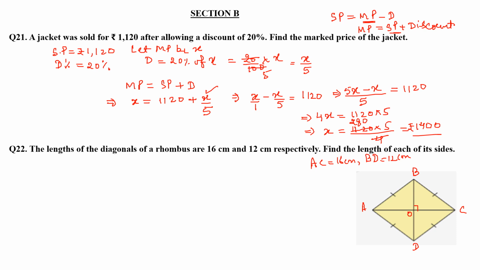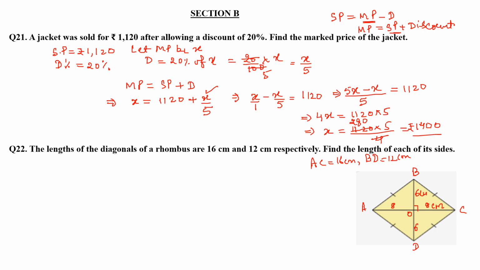So if AC is 16 centimeter, OA and OC both will be of equal measure. So half of AC is 8. So this is 8, this is also 8. Same way BD is 12 centimeter and half of 12 is 6. So this will be 6, this will also be 6.